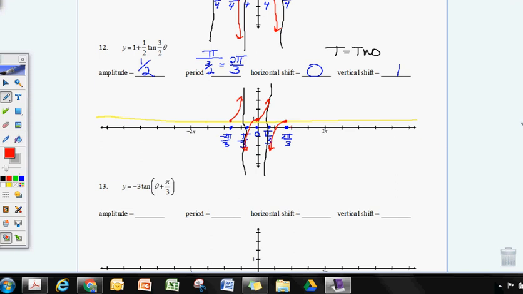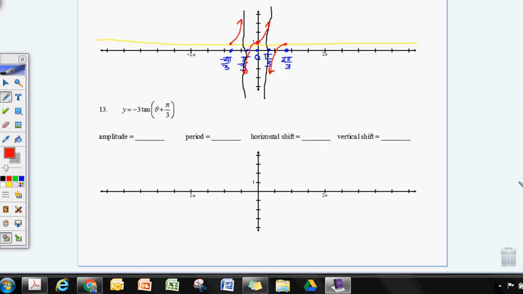And now for the last one. I see it's a tangent wave also. I see there's nothing to factor out. The amplitude is 3, does nothing, but the negative sign with the flip means I'm going to have to turn some things around. My period would just be pi divided by b, which is just pi. It does have a horizontal shift of negative pi over 3 and a vertical shift of nothing.